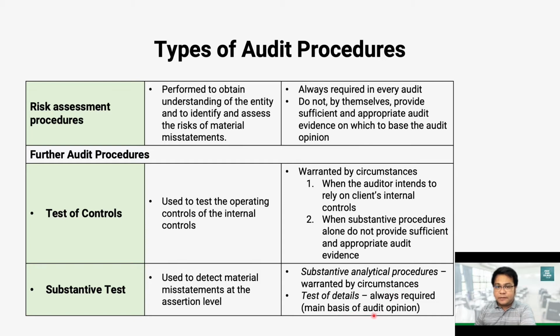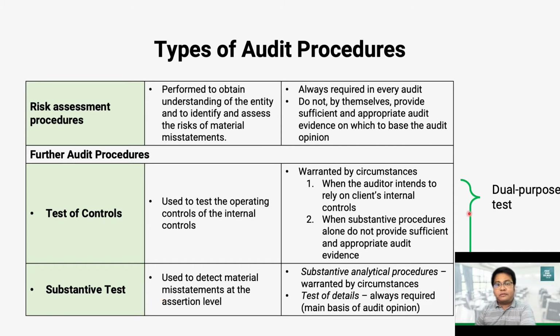So test of details, this is always required because this will be the main basis of the audit opinion, the conclusion that we will issue in the course of the audit. Now, there are also some procedures that are used as both test of controls and substantive test. Those audit procedures are called dual purpose tests. So dual purpose tests are those procedures that satisfy both the objectives of test of controls and substantive test.